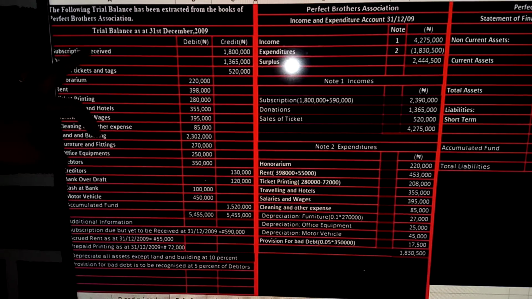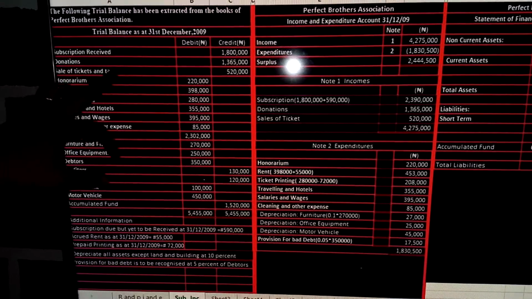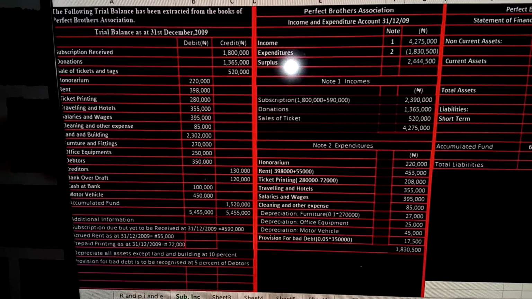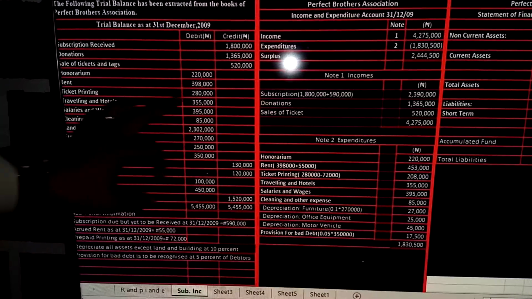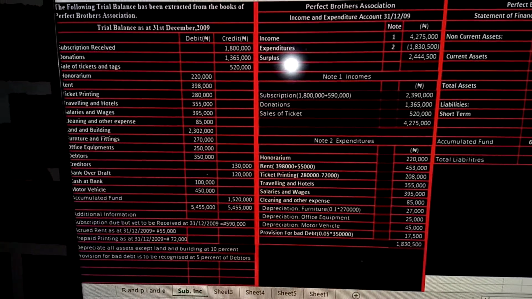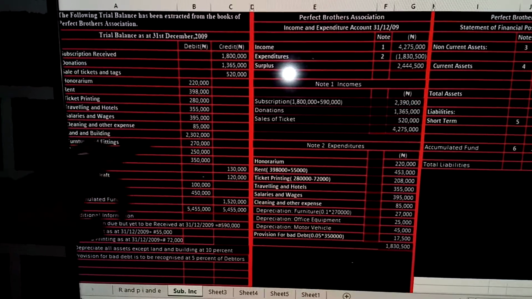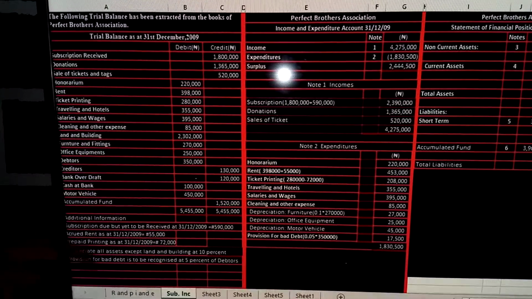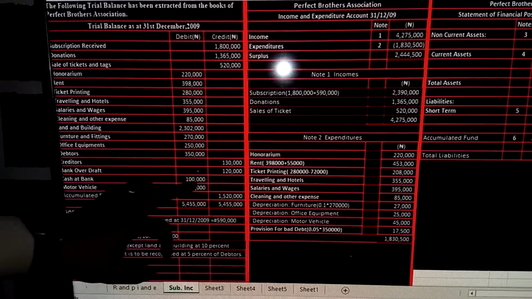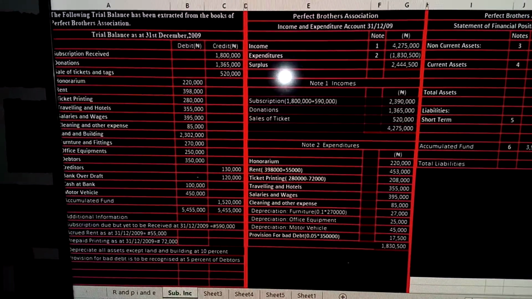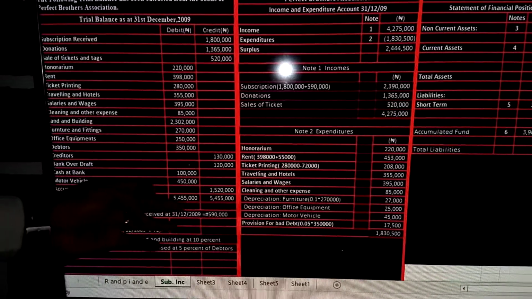So we have subscription received 1.8 million, donations 1,365,000, sales of ticket and tags 520,000. We have honorarium 220,000, rent 398, ticket printing 280, traveling and hotels 355, salaries and wages 395, cleaning and other expense 85,000. We have land and building 2,302,000, furniture and fittings 270,000, office equipment 250, debtors 350, creditors 130, bank overdraft 120, cash at bank 100,000, motor vehicle 450, then accumulated fund 1,520,000. So you see your trial balance here agreeing, 5455, 5455.